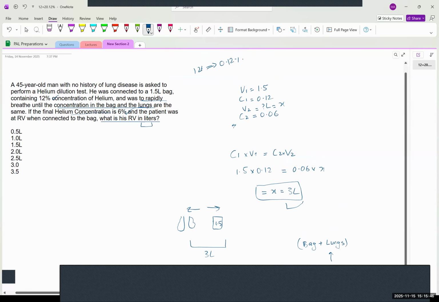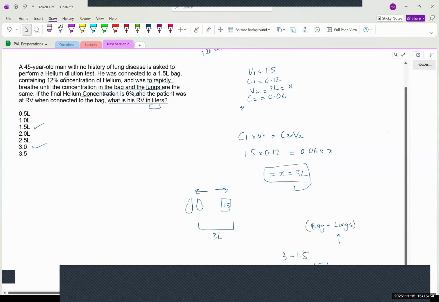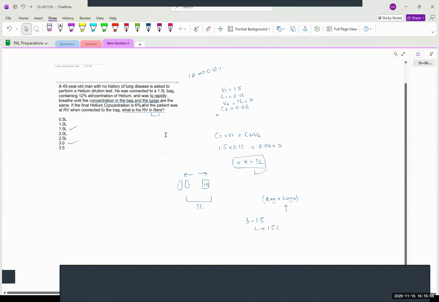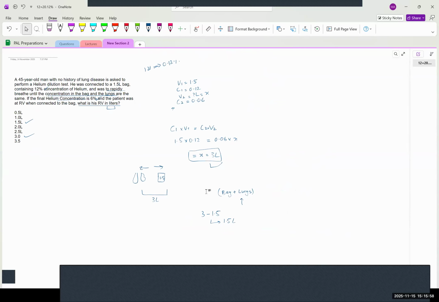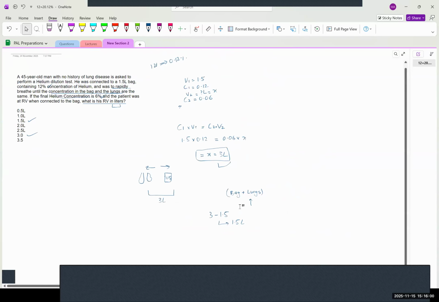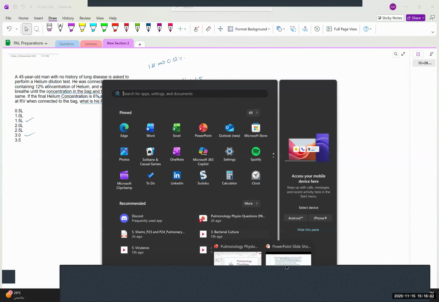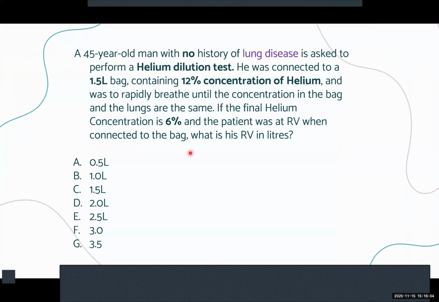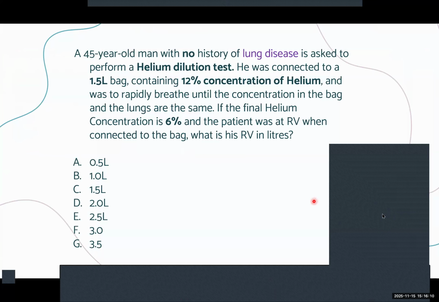So if they're asking residual volume, the answer is 1.5 liters. But if they were to ask the total volume of air, then that would be 3 liters. So this is also a high yield question, which I remember him asking us about, and I also got confused when I was doing it the first time. So that's why I was like, I need to add this question. I hope this was clear. And let's move on to the next question then.